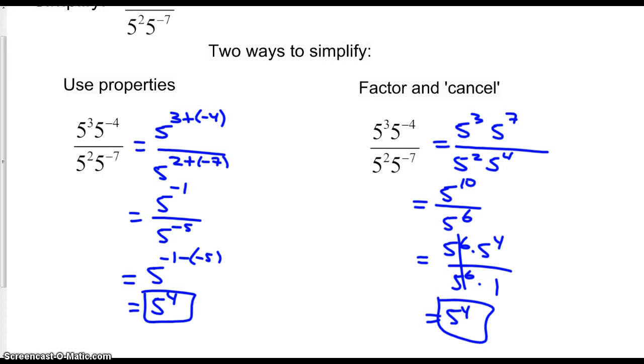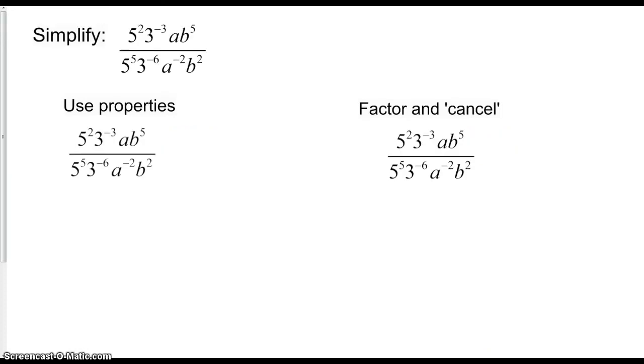Okay? All right, let's take a look at some other ones. At any point here, you can stop the video, give this a try, and then unpause and see if you're getting it correct. This one's more complicated. It involves 5s, 3s, A's, and B's, and so you have to do these operations on each piece separately.